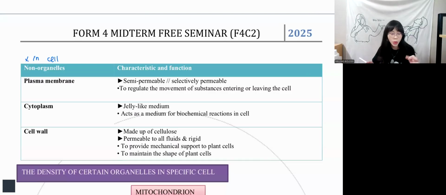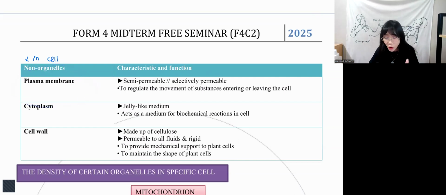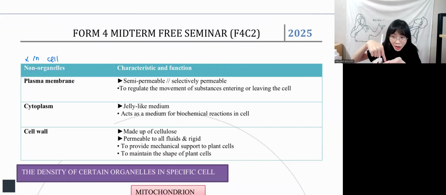We only have 3 examples. We have plasma membrane, cytoplasm, and cell wall. We start with plasma membrane first. Plasma membrane is also known as cell membrane, but in Form 4, we cannot write cell membrane. We can only write plasma membrane. Okay, remember, only write plasma membrane, not cell membrane. Is the plasma membrane inside the cell? No, right? They are outside, right? So that's why they are not organelles.